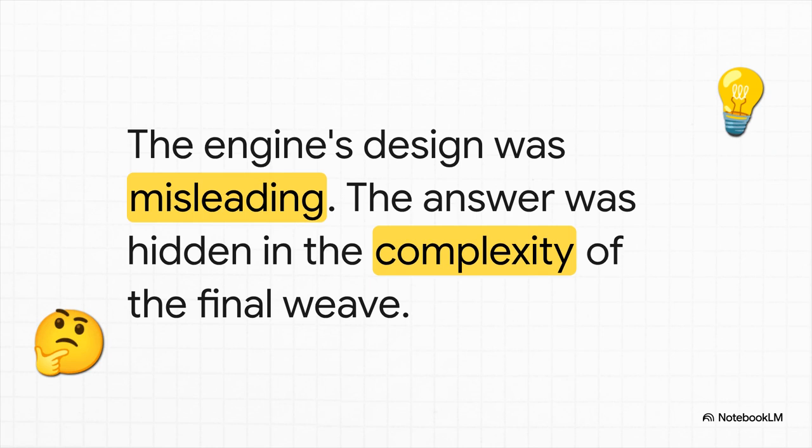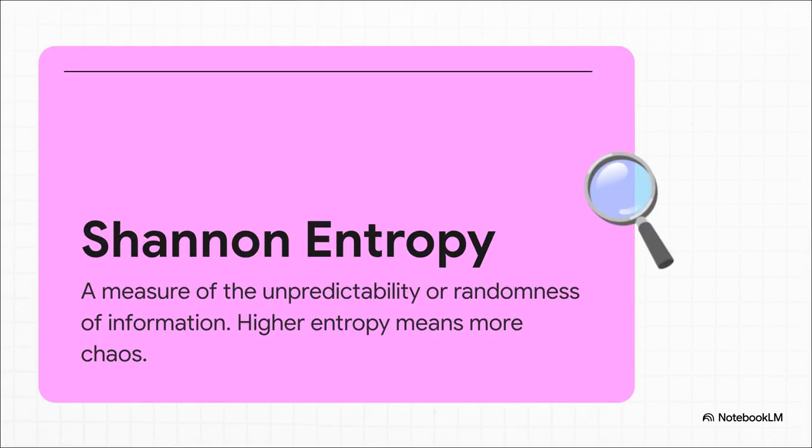Just looking at the properties of the engine by itself, whether it was designed to amplify or suppress, that was a total red herring. The real secret, the key to the whole thing, was hidden in the complexity that just kind of emerged in the final sequence, only after the source and the engine had done their dance. So to measure this texture, this complexity, they brought in a tool from a different field altogether, information theory. It's a concept called Shannon entropy.